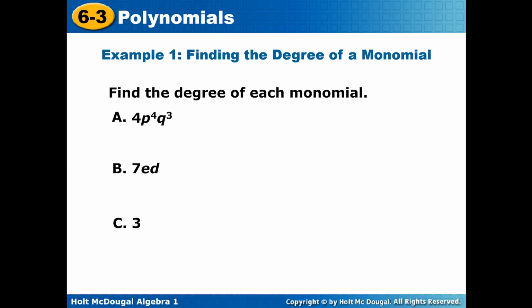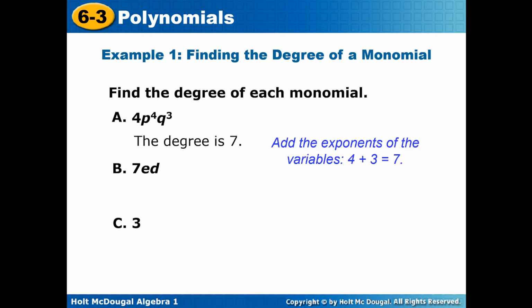First, let's look at letter A. 4p to the fourth q cubed. That one's kind of funny, q cubed. Now, as we just learned, a degree is the addition of all the exponents in a monomial. Put together, added together, that's our degree. If we look here, 4 doesn't have an exponent. As we just learned, constants, such as 4, have a degree of 0. P has an exponent of 4, so we'll set that aside for a second. Q has an exponent of 3. Now we just add 3 and 4. Well, what's 3 plus 4? 3 plus 4 is 7. Therefore, the degree is 7.